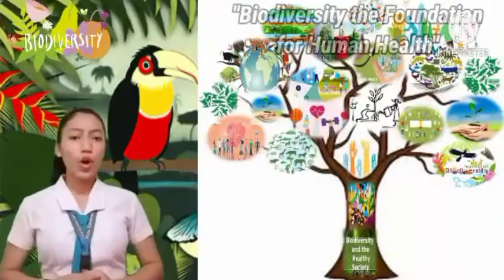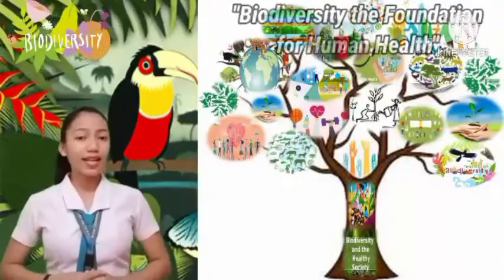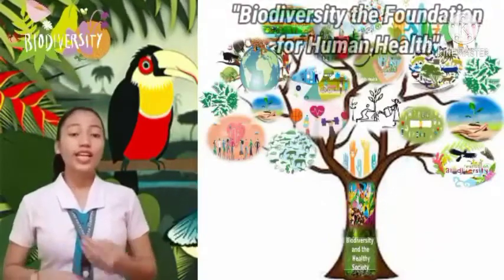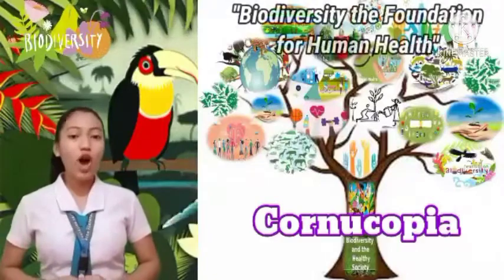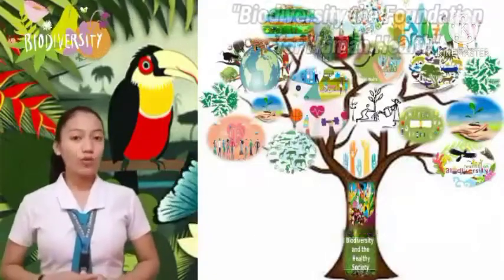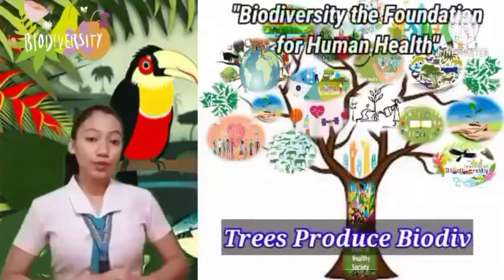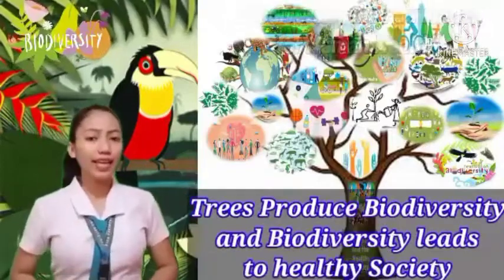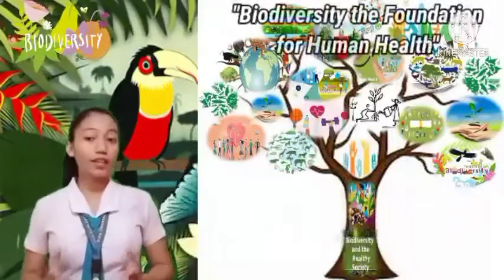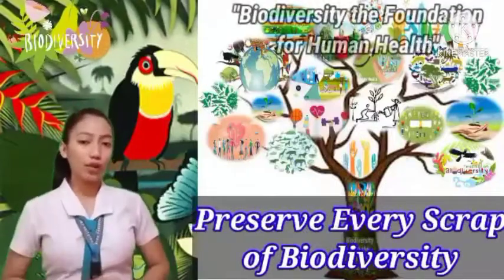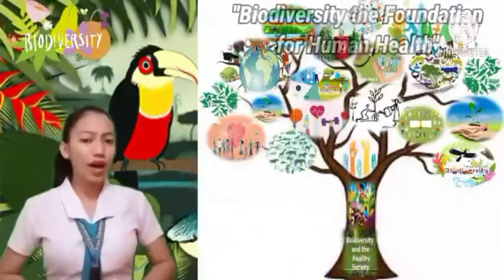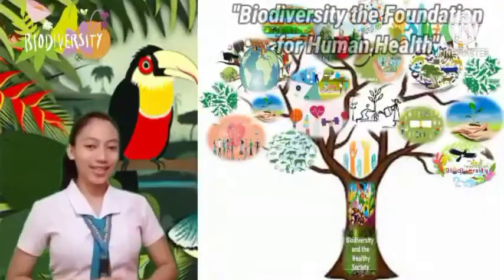And as we observe, we are losing biodiversity at an alarming rate. That's why we need a cornucopia of different plants such as trees, as well as animals, for our planet's health and also for our own. Trees produce biodiversity, and biodiversity leads to a healthy society. Therefore, we should preserve every scrap of our biodiversity as priceless while we learn to use it and come to understand what it means to humanity.